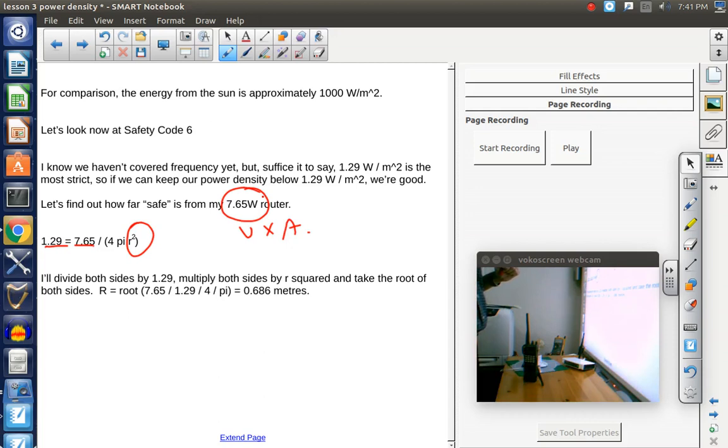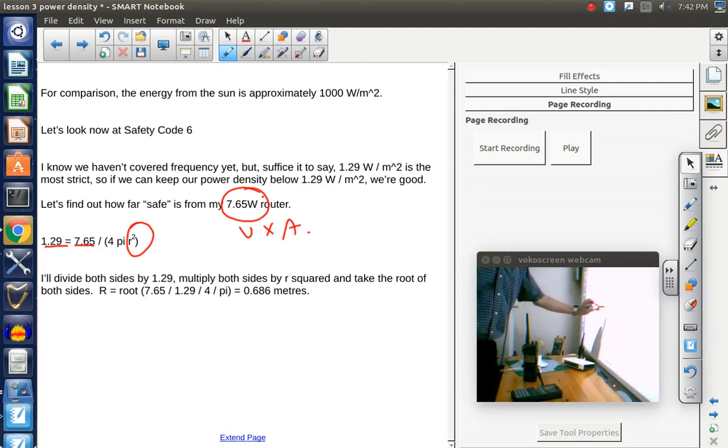and should come up with... let's do that. I'm going to double check my numbers here in the calculator. 7.65 divided by 4, divided by pi, and divided by 1.29. And then we multiply both sides by r, and take the root, r squared I should say, root of all this, 686 millimeters. So yeah, math works out.